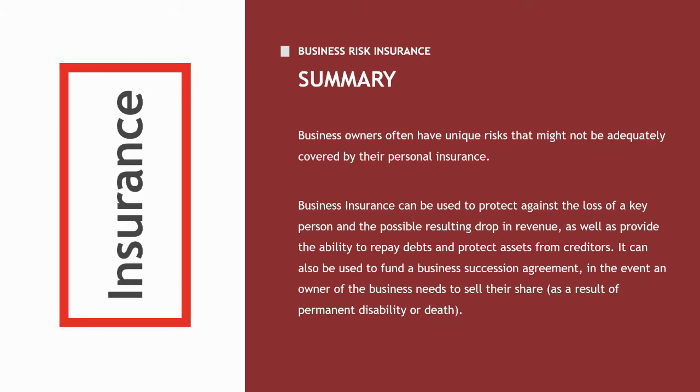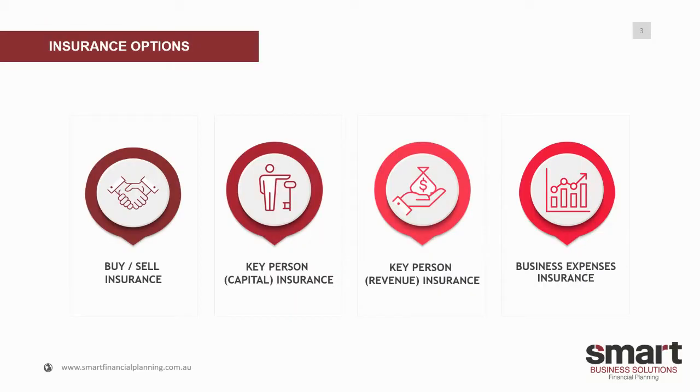So what are the types of insurances that we have? We have buy-sell insurance, and I'll go through each of these in detail. Key person capital insurance, key person revenue insurance, and then business expenses insurance.